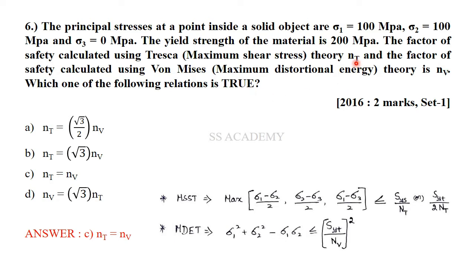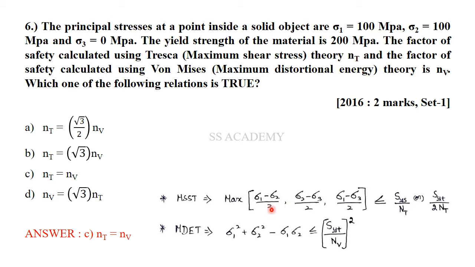They have established a relation between the factor of safety calculated through Tresca theory and the factor of safety calculated through maximum distortional energy theory. Here you can see the relations as options. We have to find the actual relationship in this particular case. This question was asked in GATE 2016 set 1 for 2 marks. Okay, first let us know the MSST failure criterion.